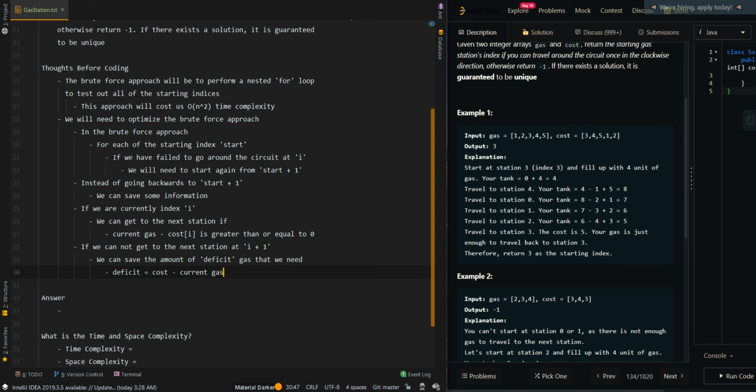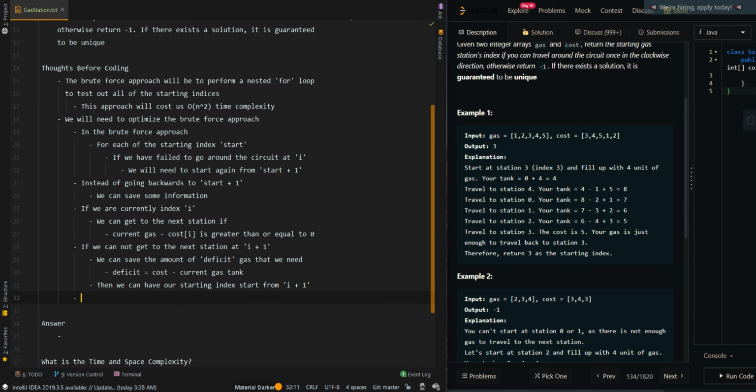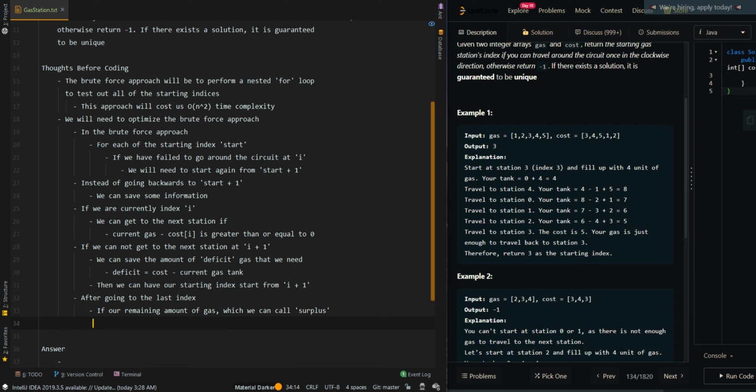Then we can have our starting index start from i plus 1 instead. After going to the last index, if our remaining amount of gas, which we can call surplus, is greater than or equal to the deficit, this means we can go around the circuit once.